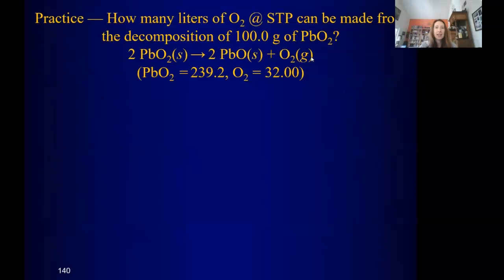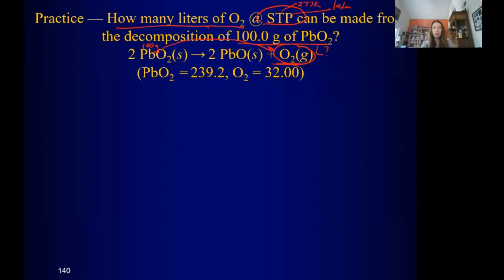Okay, so this question says, how many liters of O2 at STP can be made from the decomposition of 100 grams of PbO2? Interesting. Okay. So liters of O2, how many liters of O2? So that's what we want, right? We want liters of this. And it's at STP. Okay, remember STP, 273 Kelvin, 1 atmosphere. From the decomposition of 100 grams of PbO2. So we have 100 grams of this, and they're asking about oxygen.